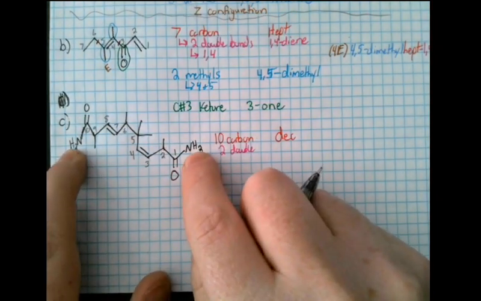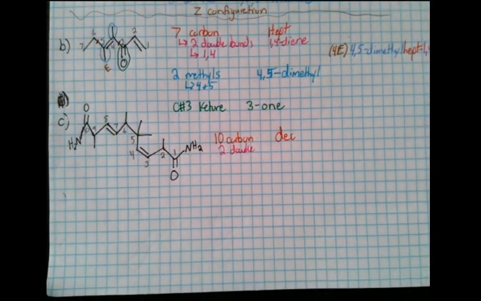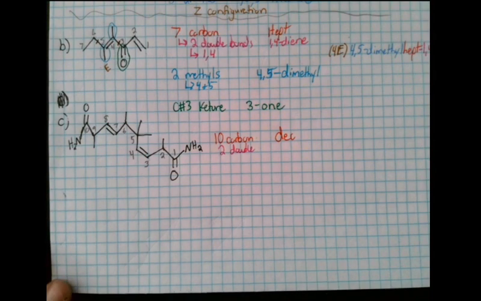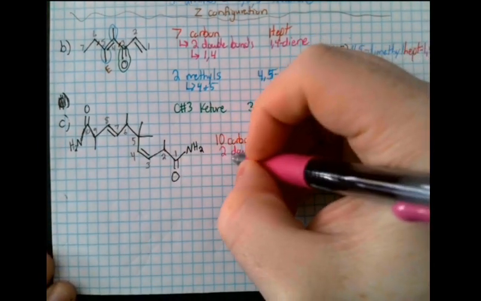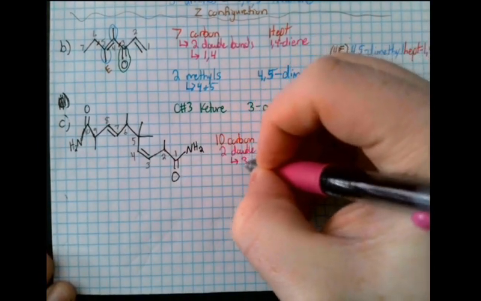Remember, these are nitrogens, they don't count. These are oxygens, they don't count to the parent chain. So our double bond is showing up on carbon number 3 and number 7.